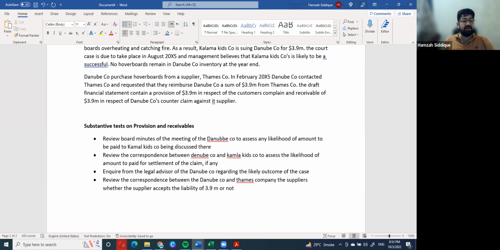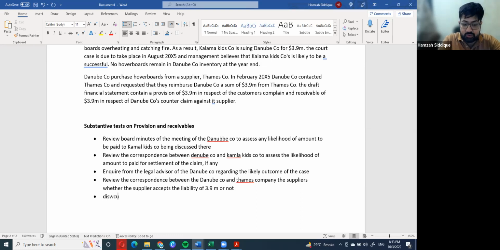Now they have recorded receivable. By the way, this is a contingent asset. They are discussing with them. It is a contingent asset, so this is the wrong treatment by the management. This contingent asset should not be recognized.